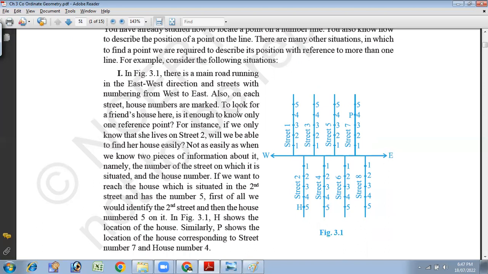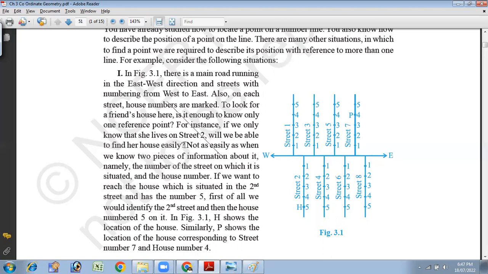To look for a friend's house here, is it enough to know only one reference point? For instance, if we only know that she lives on street number 2, will you be able to find her house easily?